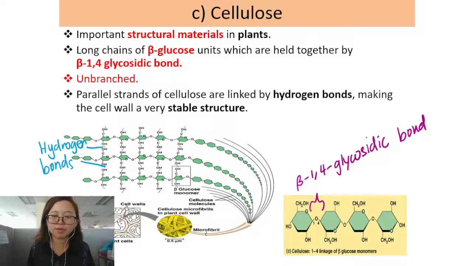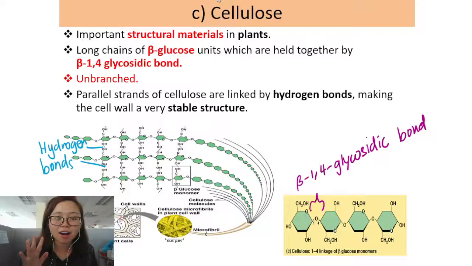Okay, I'm here. So let us look at the third example of polysaccharides, which is cellulose. Cellulose is a very important structural material in plants. You can find it in the plant cell wall. They are made up of long chains of beta-glucose units, which are held together by beta 1,4 glycosidic bond.